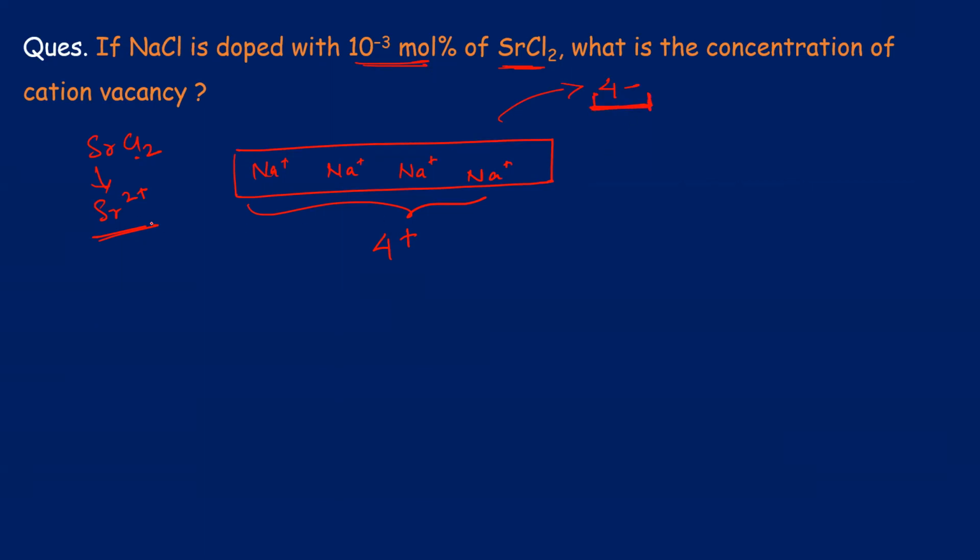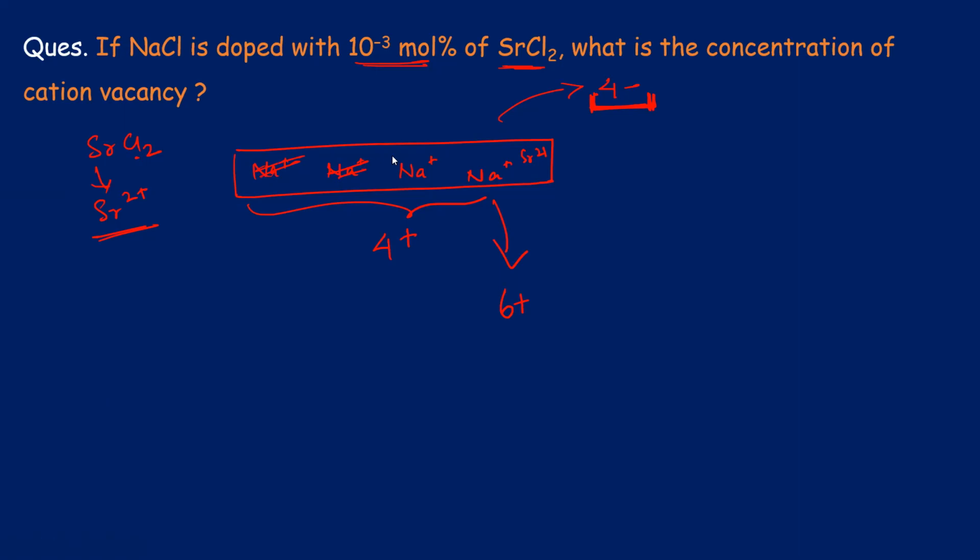Now if I put Sr2 positive here somewhere, then what is the total charge now? 6 positive, right? Okay. Now, in order to balance it with 4 negative, I have to remove some sodium. How many sodium will I remove? 2 sodium.